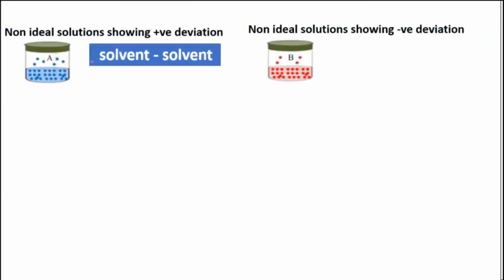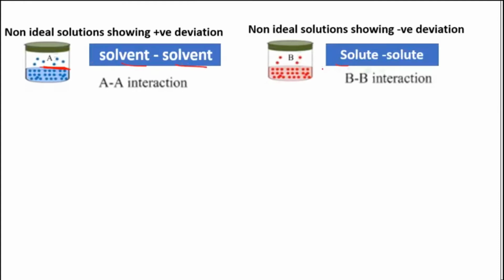So if I take A as the solvent and B as the solute, between the solvent and the solvent there is interaction, okay? And between the solute particles also there is interaction. Now when you are mixing them together, you have combined A and B. Now A and B are mixed together to form a solution.